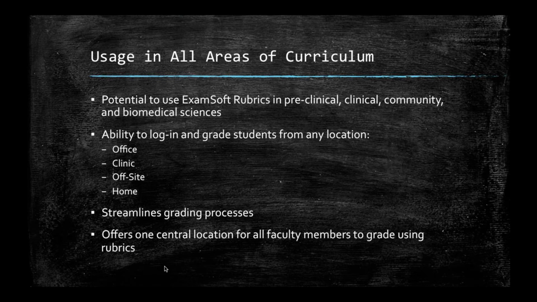There's the ability to log in and grade students from any location, as I mentioned. Faculty can grade from home without the fear of losing the paper rubric or any student assignments. Examsoft rubrics also streamline the grading process across the college. So there's going to be just one method of grading rubrics, and it's going to be Examsoft, with one central location for faculty members to grade and release the rubrics and their scores to the students in the Examsoft portals.